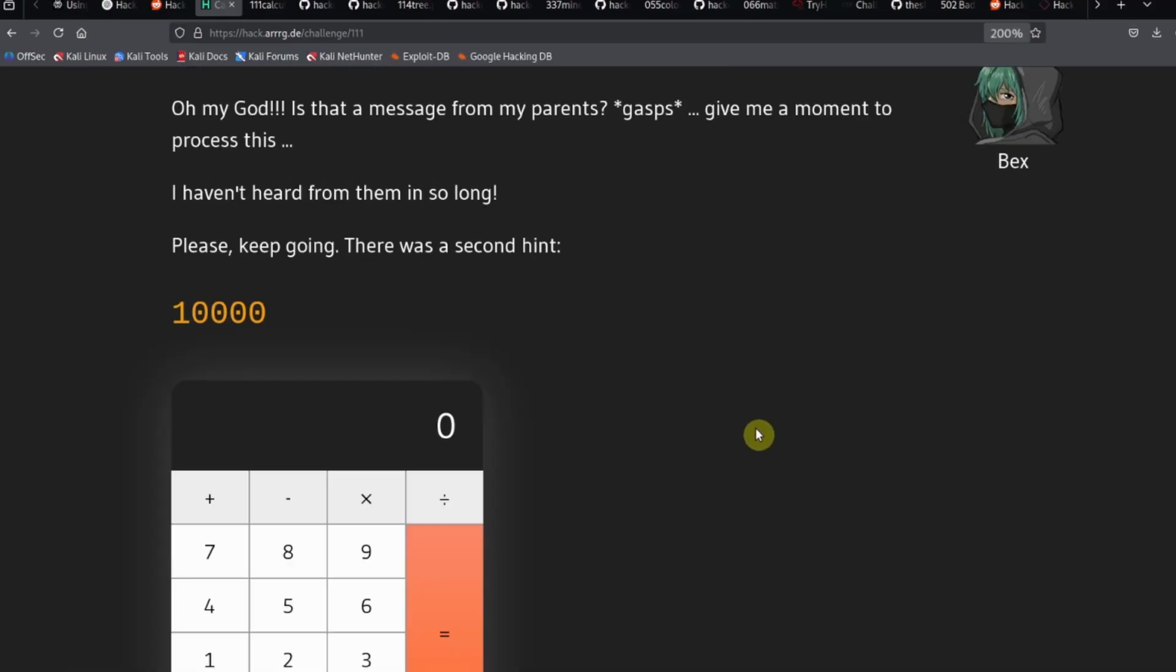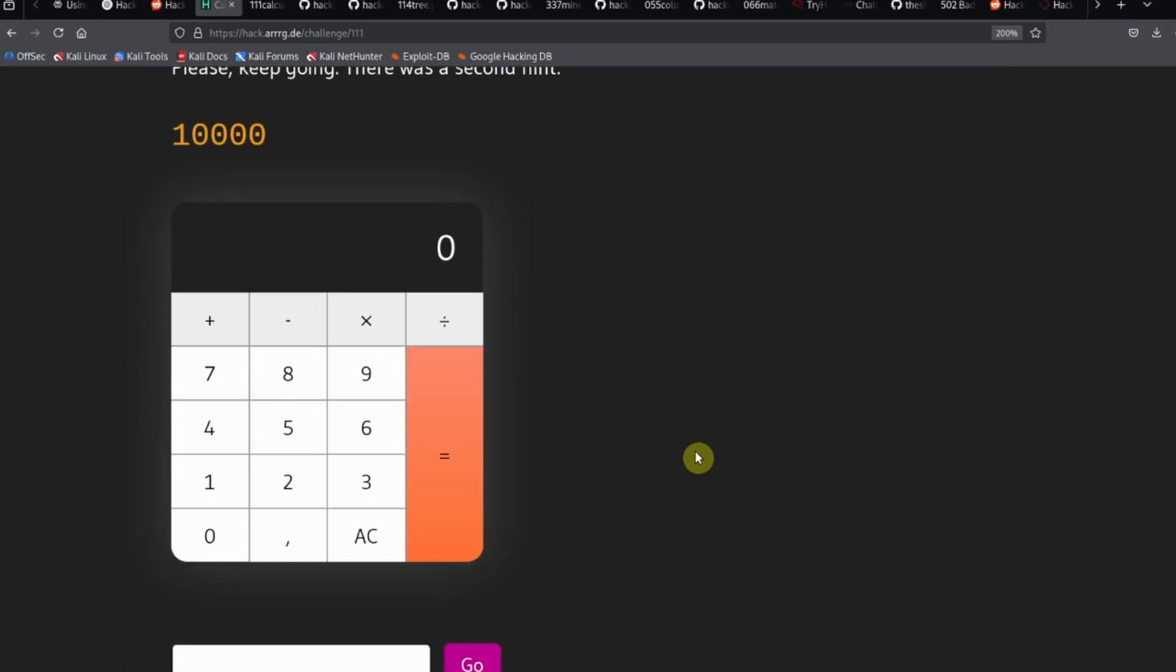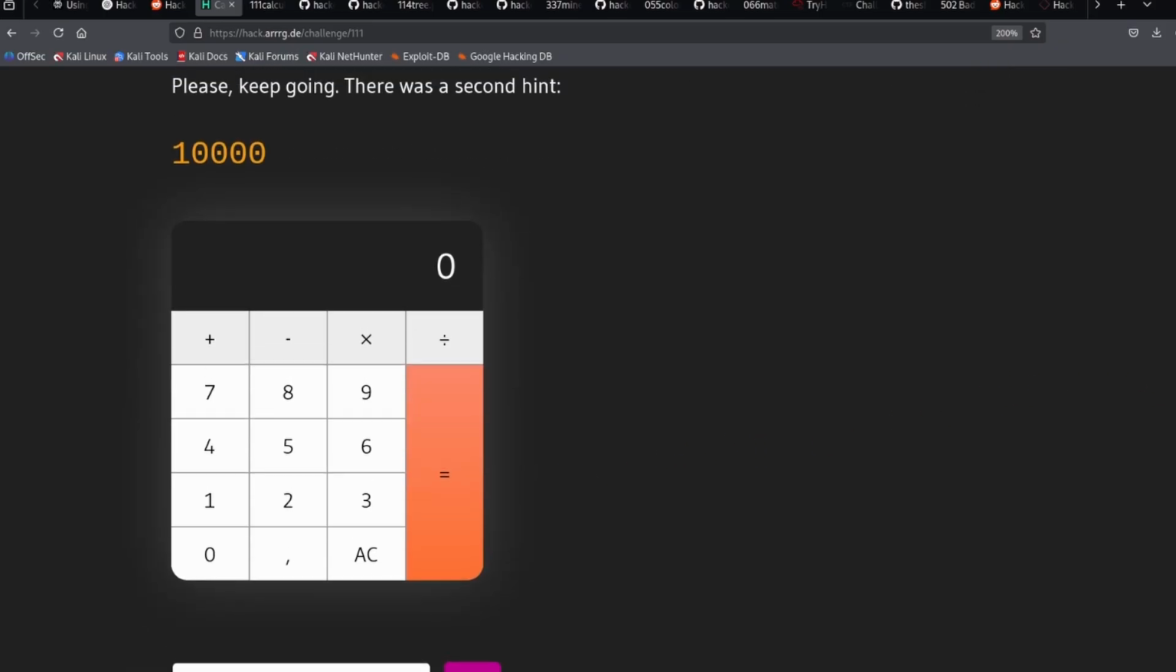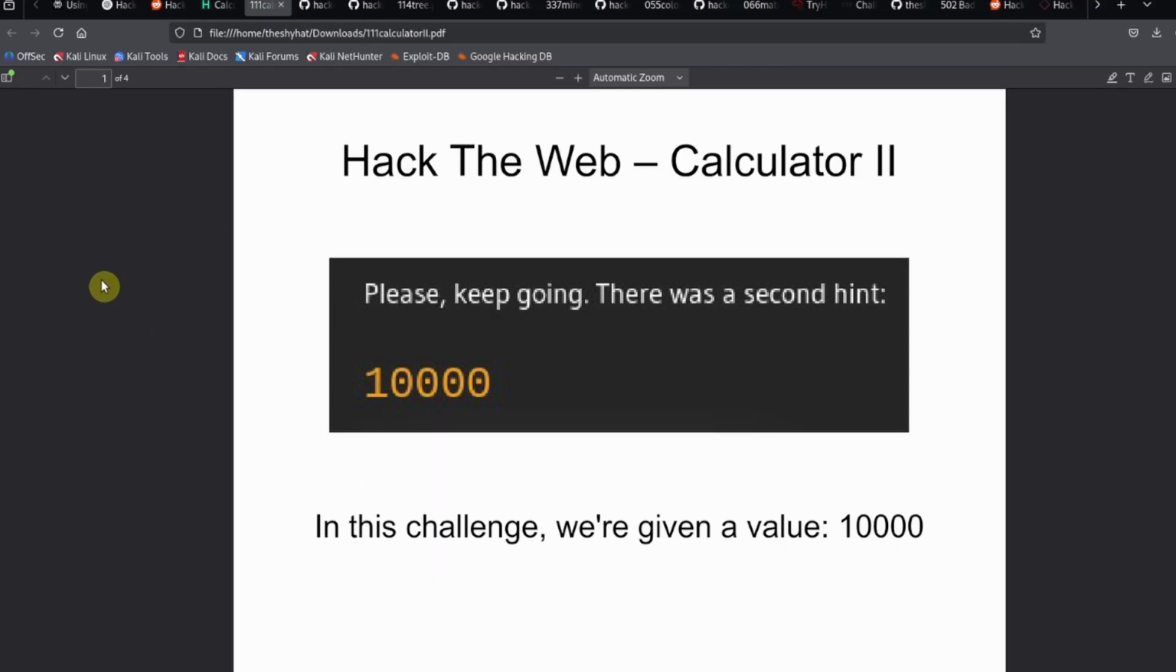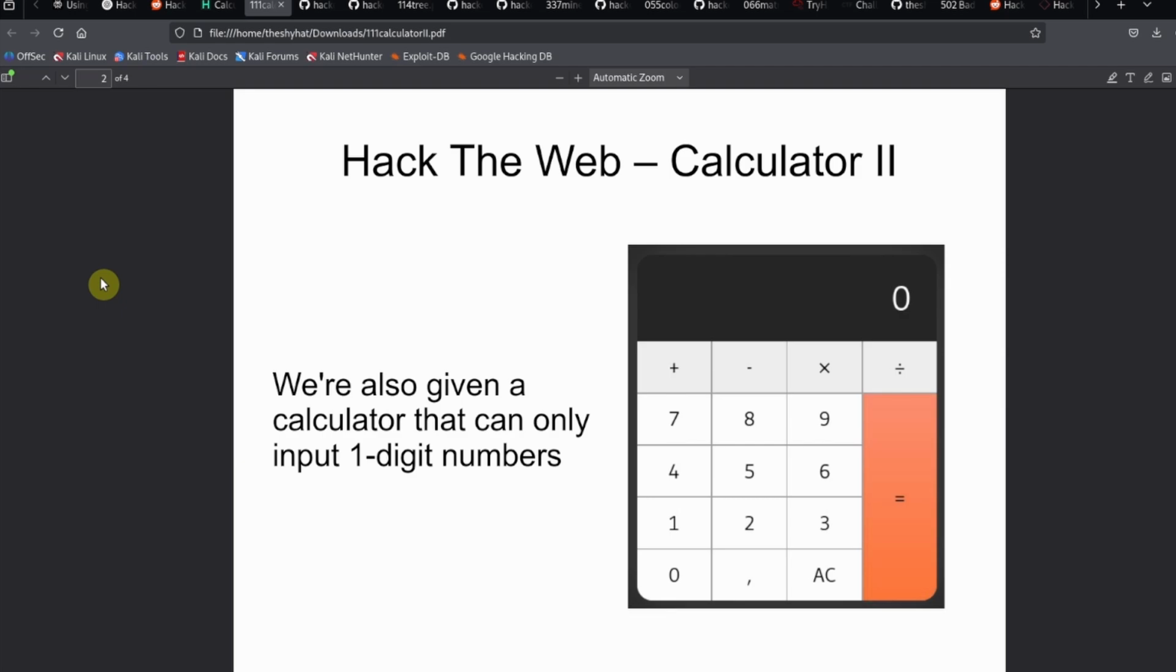So we're given a value of 10,000. We're also presented with this calculator here. The calculator is the same as the calculator in the previous calculator challenge. Let's talk a little bit more about this before we solve the challenge. In this challenge, we're given a value, 10,000. We're also given a calculator that can only input one-digit numbers.